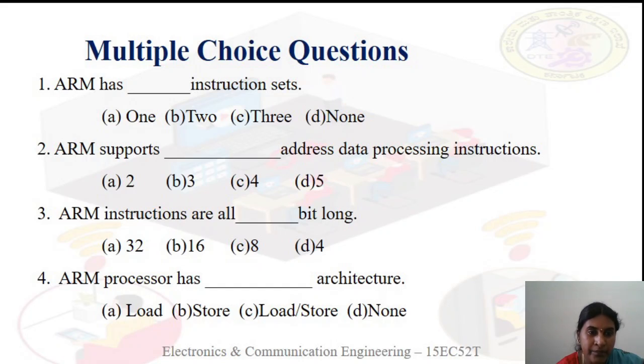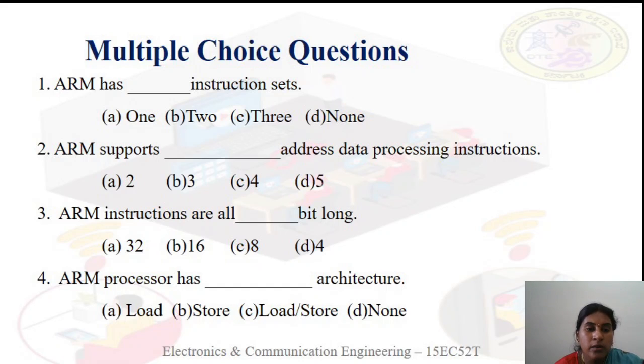Then third one, ARM instructions are all dash bit long. So you tell me ARM is a 32-bit processor, right? I told you ARM is a 32-bit processor, which means it should support the instructions, registers, everything should be 32-bit only. So the answer is 32.